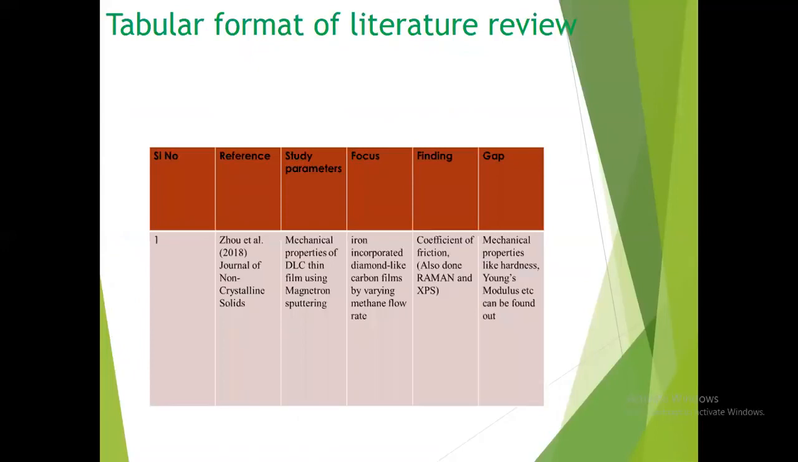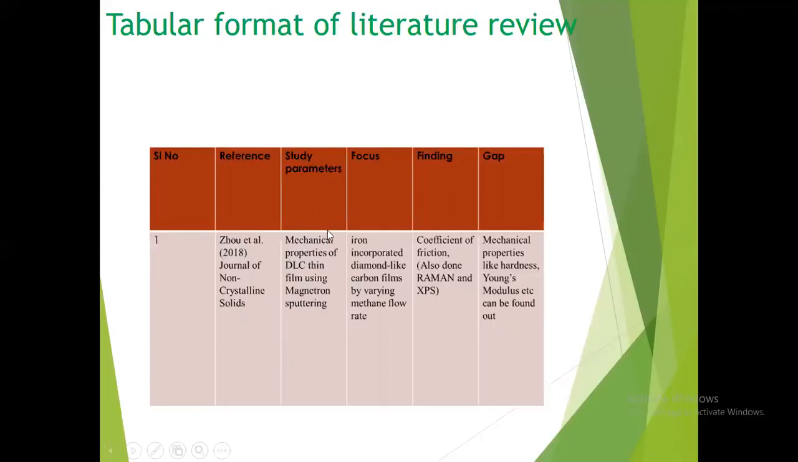Now see, in this particular case, I have arranged the articles in a particular fashion. The first is the serial number, then the references. In the reference part, you have to write the details of these references. Here only the author's names and the journal names are there. Directly in the references, if someone goes to serial number one, you will find the details of that. Then next is the study parameter. What are the things?